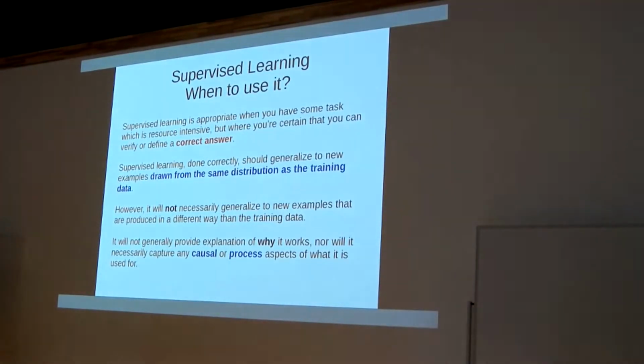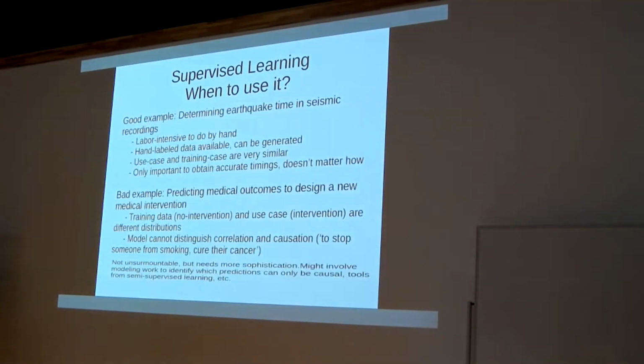So if you want to get at causation or process, you have to be a lot more careful and do something a lot more sophisticated than just throwing a machine learning classifier at it. But there are ways that kind of research can be done. It's just not as black box. It's not just throw everything at it.